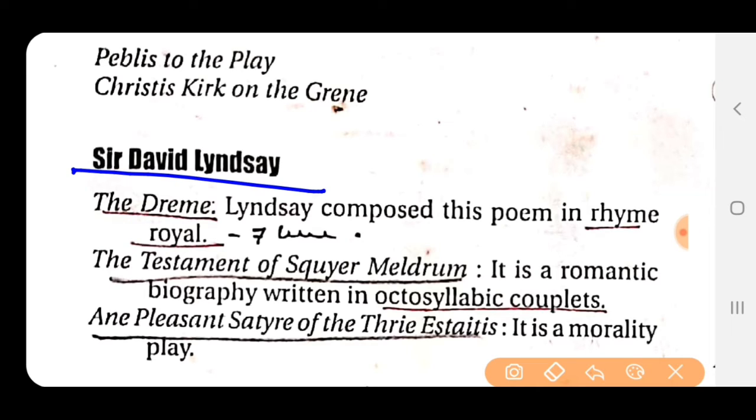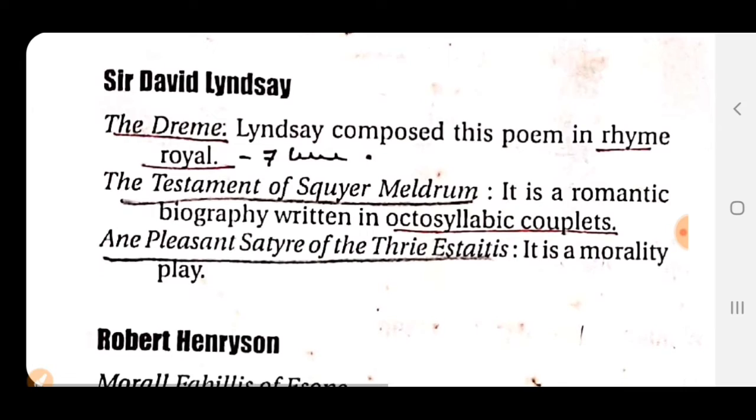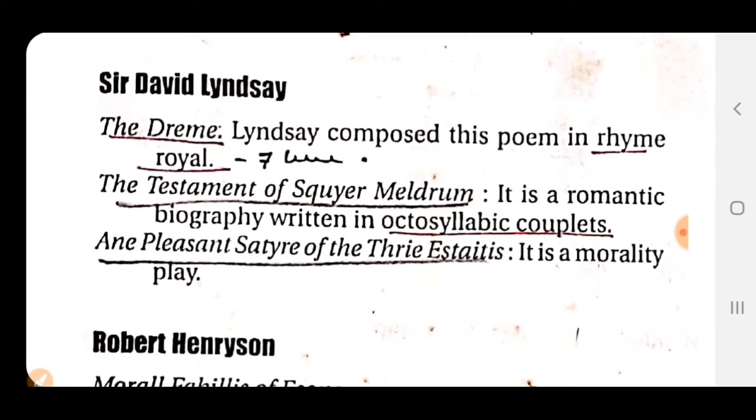Next is Sir David Lindsay. The Dream. Lindsay composed this poem in rhyme royal. Rhyme royal is of 7 lines. The Testament of Squire Meldrum. It is a romantic biography written in octosyllabic couplet. Ane Pleasant Satyre of the Thrie Estaitis. It is a morality play.